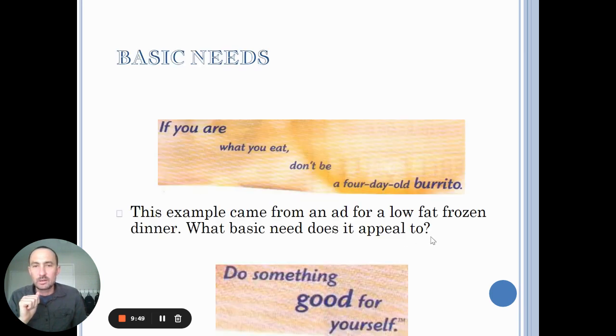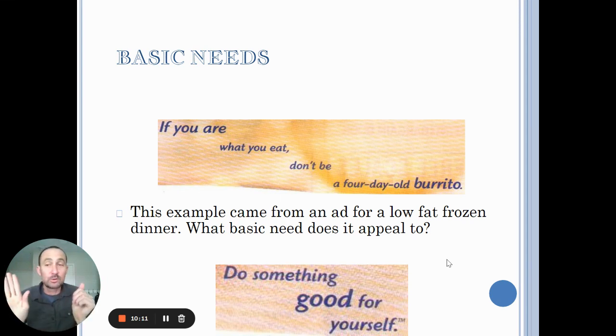This right here was an example taken from a low-fat frozen dinner. It says here, if you are what you eat, don't be a 4-day-old burrito. Okay. Do something good for yourself, right? That's a basic need. Do something good for yourself. Food, it's basic, it's nutritious, you need it.